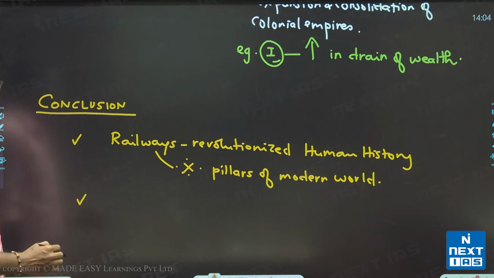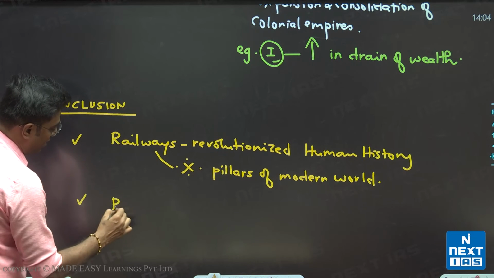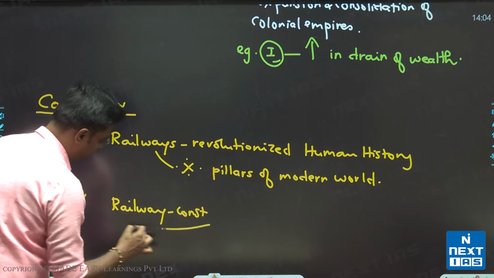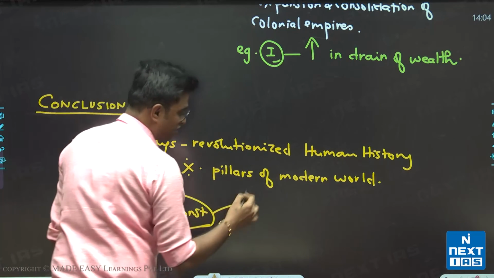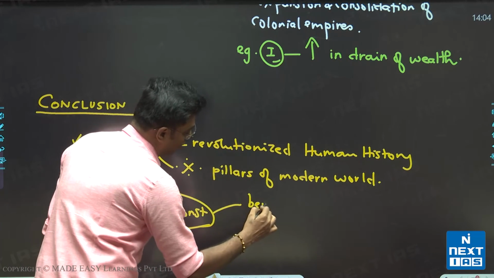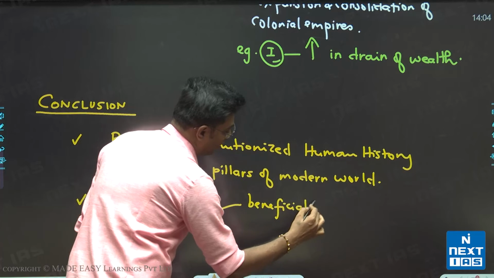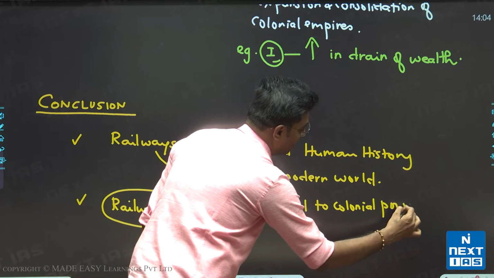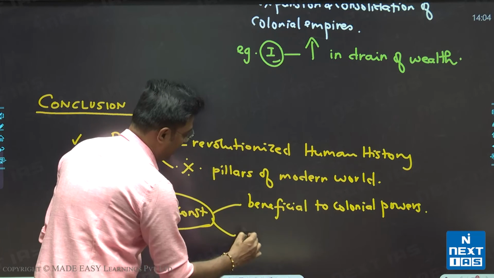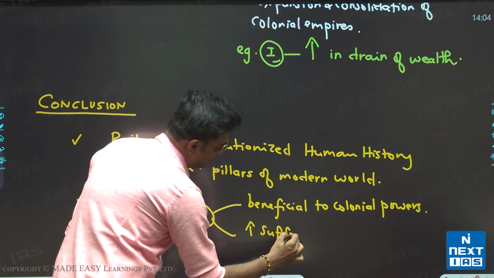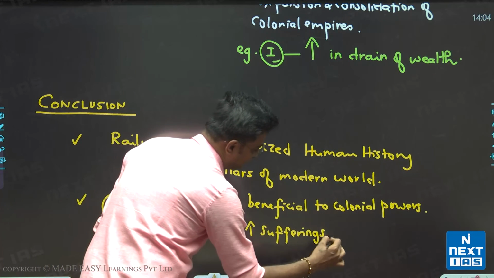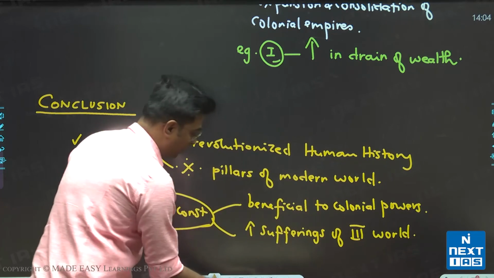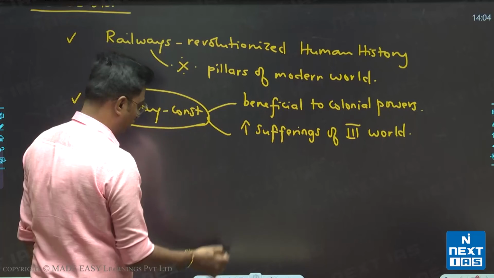But on the other hand, railway construction, expansion of railways was beneficial to colonial powers because they increased the sufferings of the third world, both socially and economically.